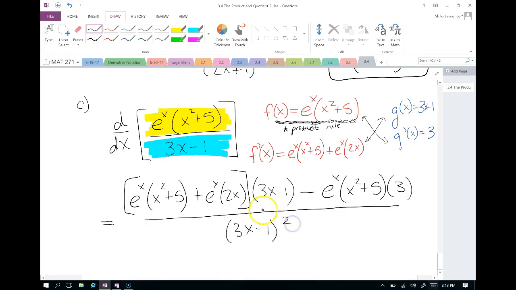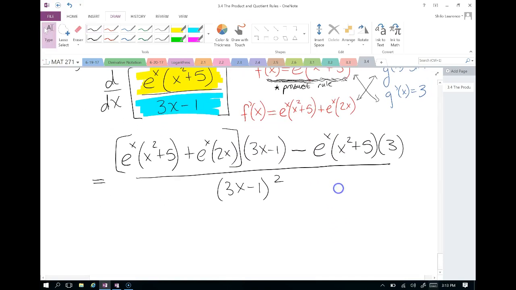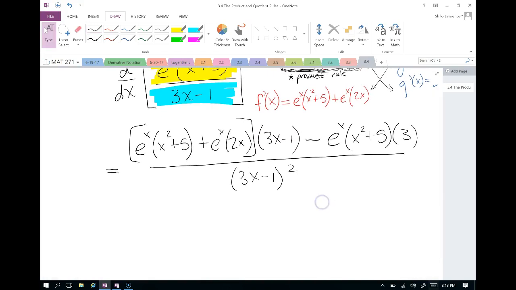And remember, you're going to see a g in the top and a g in the bottom. Do not cancel those unless both terms in the top have a g, and they don't. The original g only appears in that first term in the top. Okay, so just be careful with that.